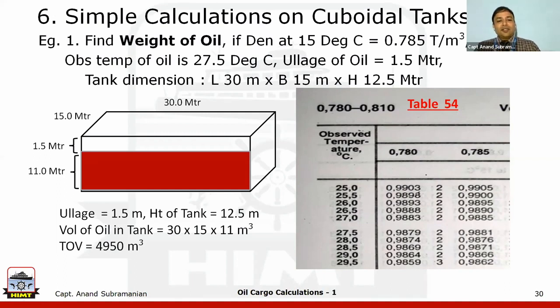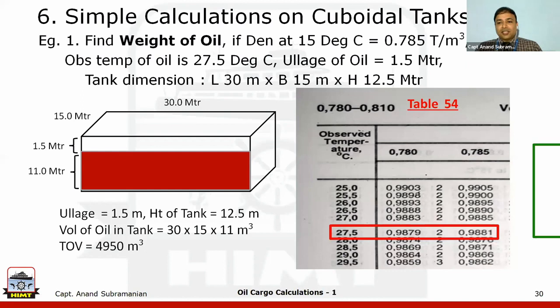Okay, now that we have the volume of the oil, this is at what temperature? This is 27.5. That means this 27.5 volume is not good enough for me, so I have to bring it to 15 degrees Celsius. So what table will I use for finding out this correction factor? Table 54. So let's look at table 54, 27.5.